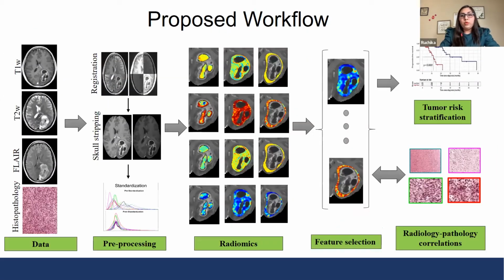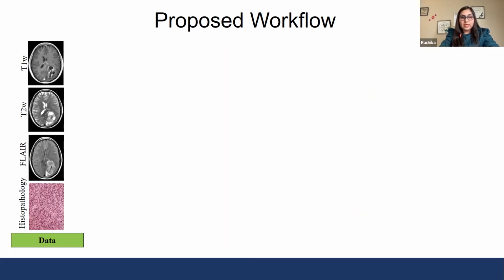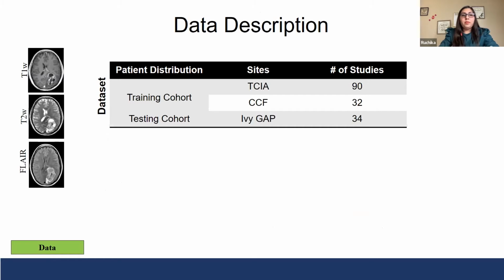Now I'll talk about the proposed workflow which we used for this project, and I'll talk about these things one by one. First, I'll talk about the data that I used. As I mentioned, in GBM, T1, T2, FLAIR MRI scans are usually acquired, and that is what we used for this work. And the data was acquired from TCIA and IvyGAP, which were publicly available. And we also acquired some studies from the Cleveland Clinic, a private institution, with which we had a collaboration, and they gave some studies to test our analysis on.